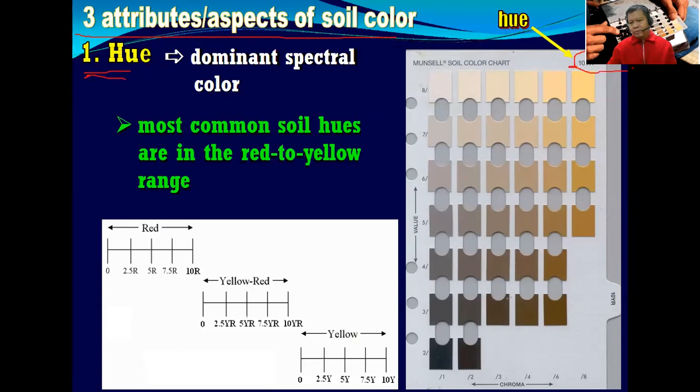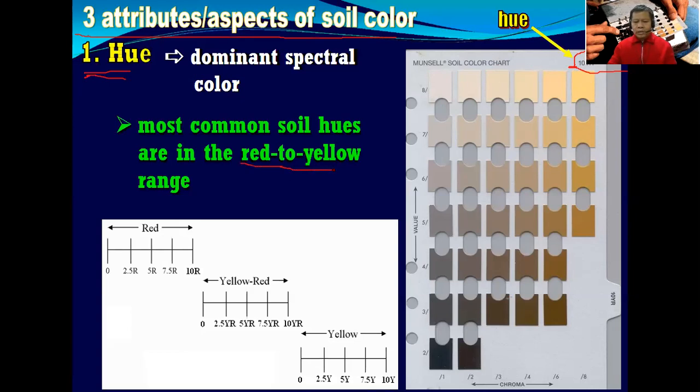In this particular example, you will observe on this ply, on this leaf of the Munsell soil color chart, that the hue value of this ply is 10YR. So different plies, different leaves of the Munsell soil color chart must have a different hue value. For this particular leaf, you can observe that it has a 10YR hue value. And the most common soil hues are in the red to yellow, orange.